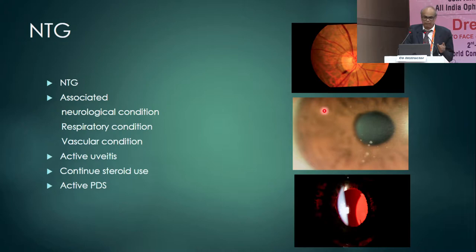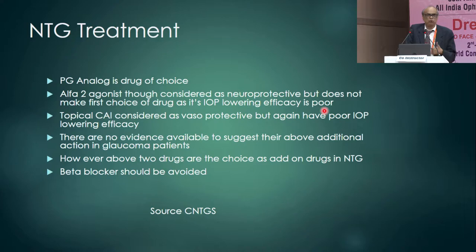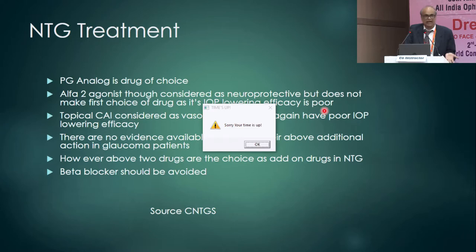So normal tension glaucoma, you have to look into whether the patient really has a normal tension glaucoma or it is associated with some other condition, and because of that the patient has developed it. If it is a true normal tension glaucoma, then the prostaglandin analog is the first choice of drug. The alpha 2 agonist and the carbonic anhydrase inhibitor, yes, suggested to be a vasoprotector and a neuroprotector, but we do not have a good scientific evidence where we can use this drug to primarily treat the normal tension glaucoma.